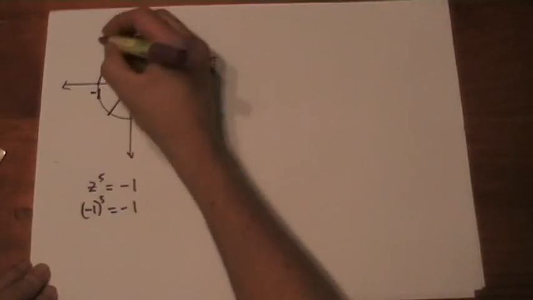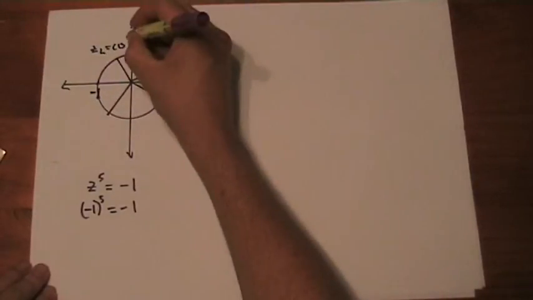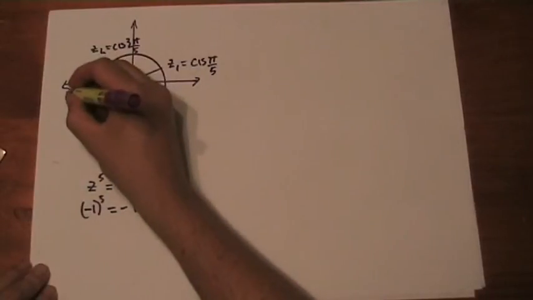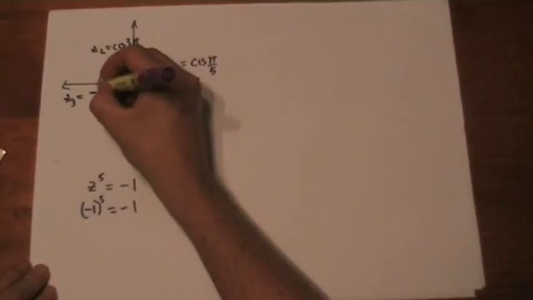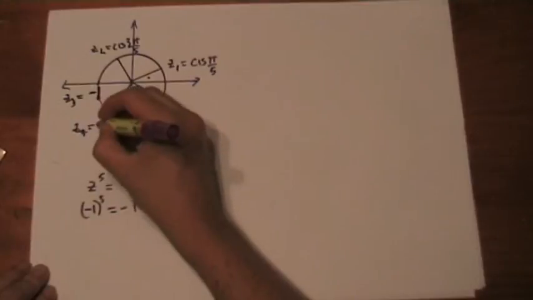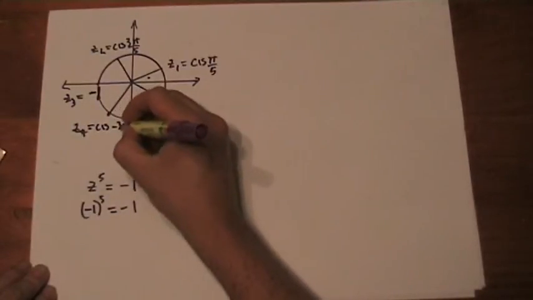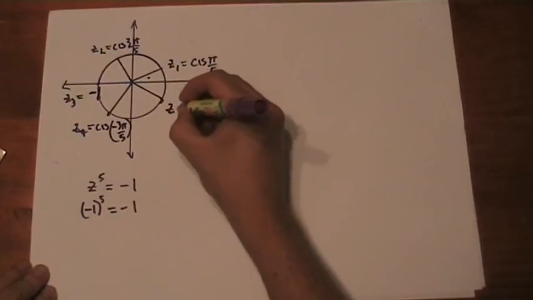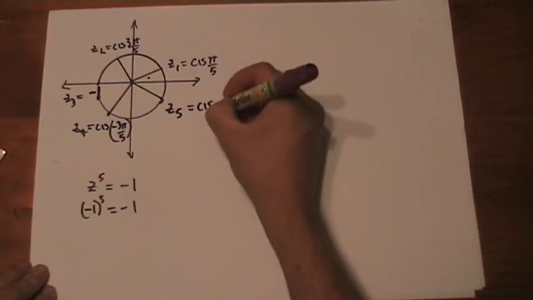This one over here, Z2, will be cos(3π/5). This one will be Z3, which we'll say is equal to -1. This one will be Z4, which will be equal to cos(-3π/5). And finally, Z5 equals cos(-π/5).